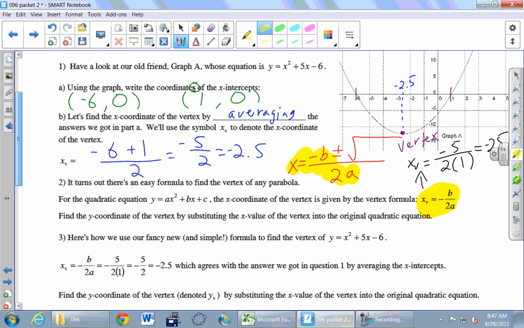Still, we need to find the y coordinate of the vertex. All we know is that this guy lives at negative 2.5 for the x. The y, it looks like it's negative 12-ish. How would we find it? Well, the same way as before. You got to take that negative 2.5 and plug it in for all the x's in the original equation, right? So negative 2.5 squared, plus 5 times negative 2.5, minus 6. And you get the y value. Any questions on the vertex? New way to find the old vertex.